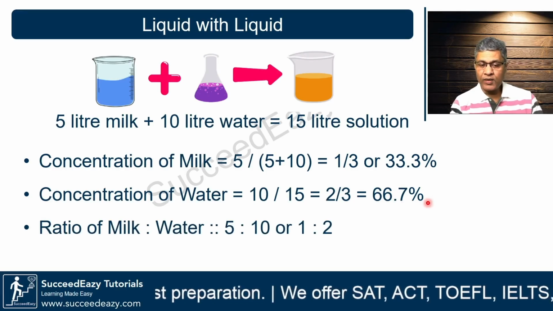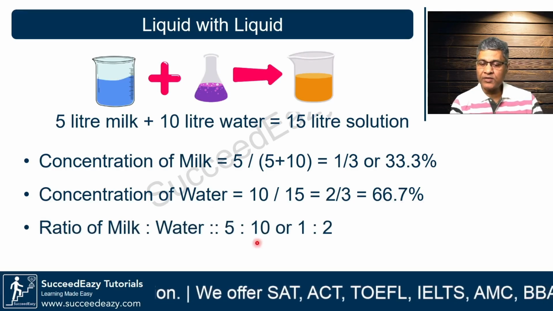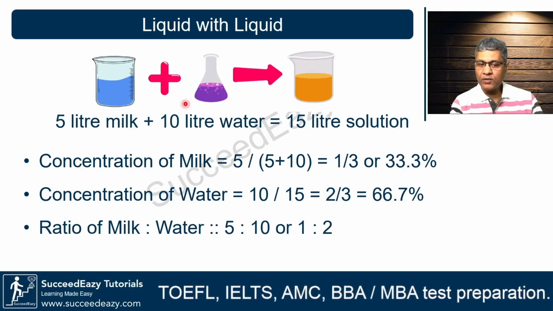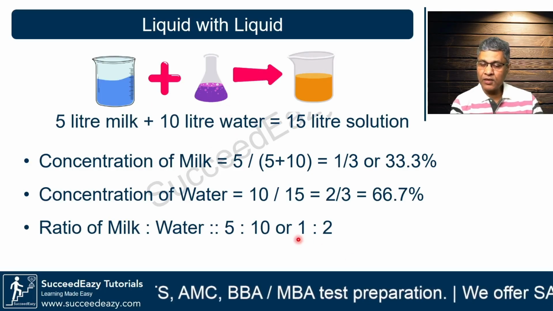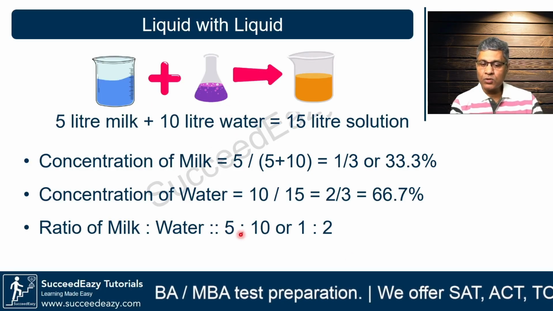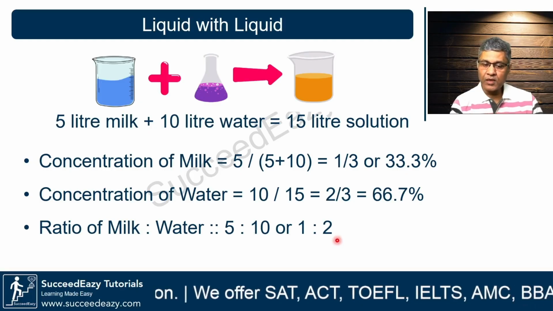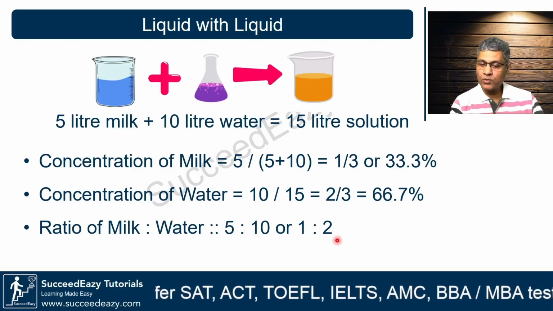The ratio of milk to water will be 5 is to 10 or 1 is to 2, because here we need to take absolute values but keeping the units the same. In a ratio we keep the units the same. So you get 5 by 10 or 1 is to 2. And obviously you can flip it. Water to milk will be 2 is to 1.